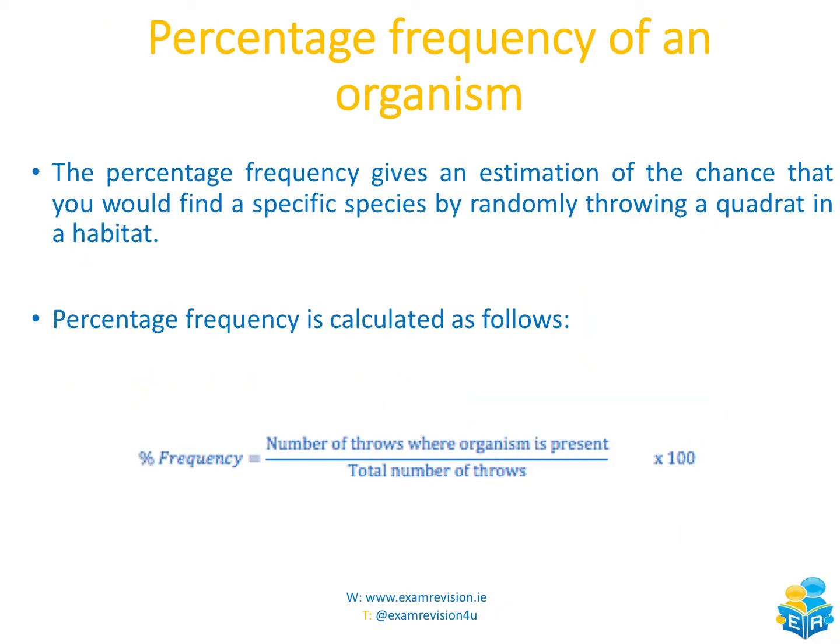Now, one calculation you can do as part of your quantitative study is to calculate the percentage frequency of an organism. And the percentage frequency gives an estimation of the chance that you would find a specific species when you throw a quadrat or use another piece of equipment in a habitat. So the percentage frequency is found by dividing the number of throws where an organism is present by the total number of throws and times them by 100 to change to a percentage.